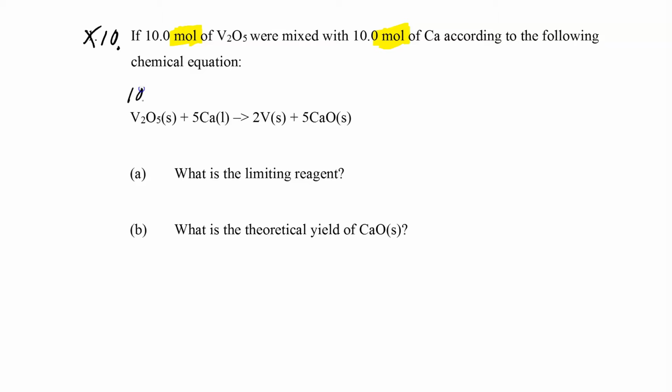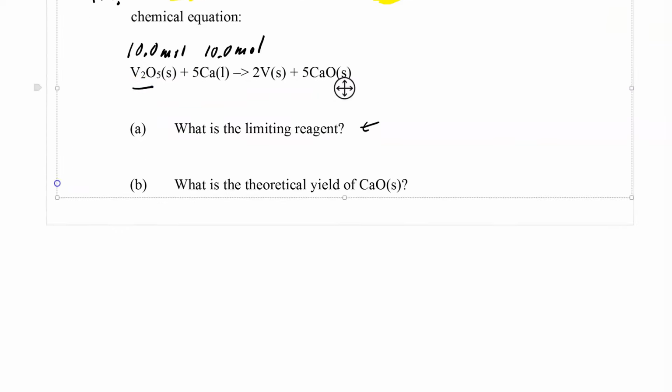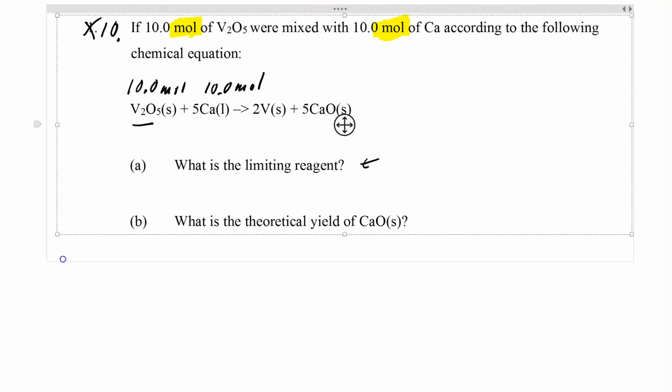Let's write our given amounts of our reactants. We have exactly 10.0 moles of each. The approach is exactly the same. To calculate the limiting reactant, we're going to pick one and calculate if we have enough of the other. So again, we're just going to arbitrarily pick our first reagent, V2O5, and ask if we have enough calcium to react with it all.